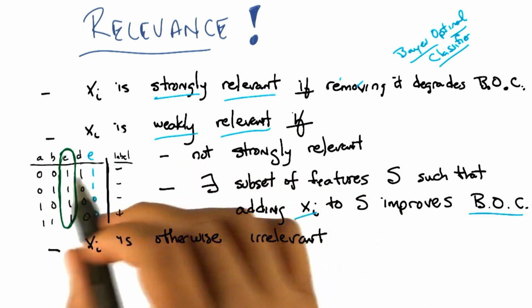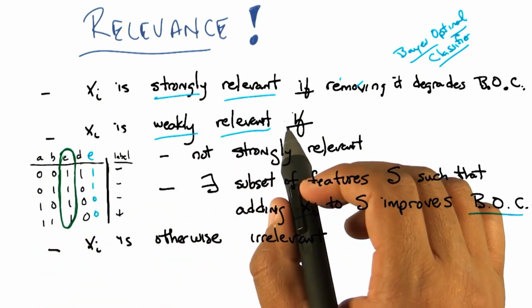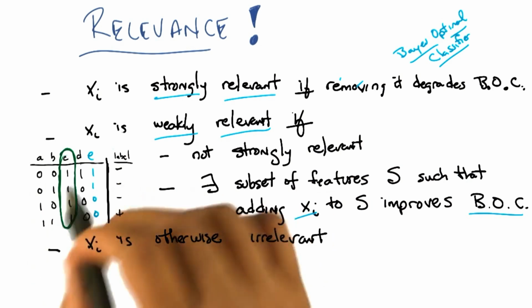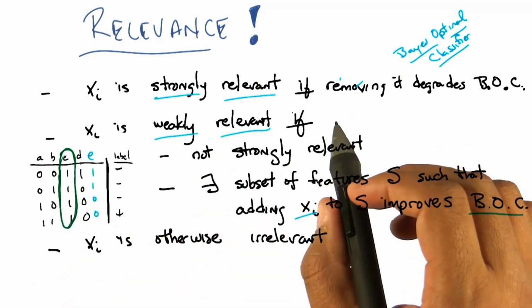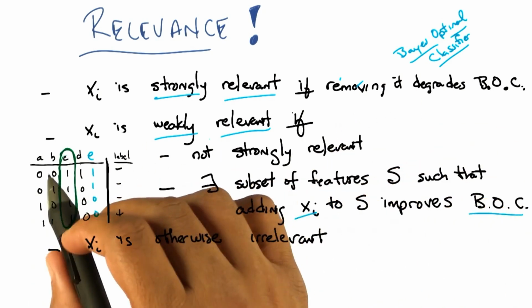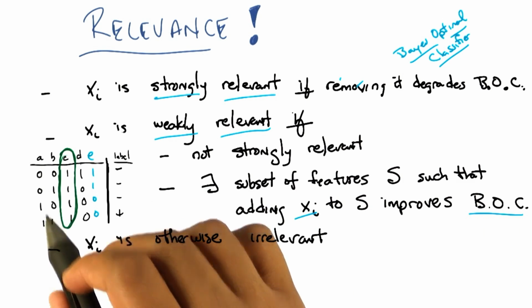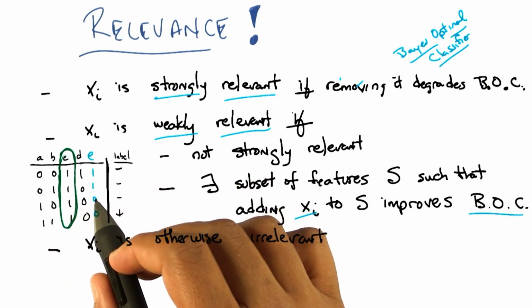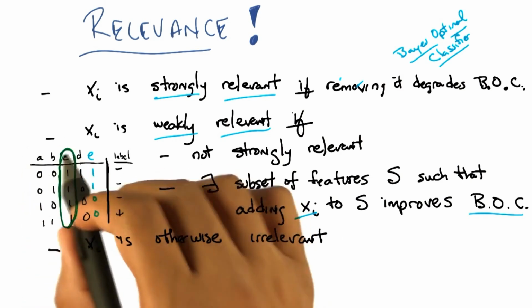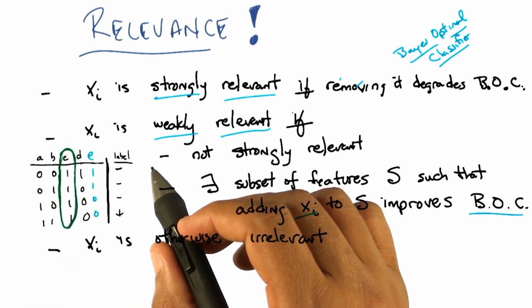Right. However, both a and e are still weakly relevant because there exists a subset such that adding it back in gives you better performance. In particular, a is weakly relevant for any subset that doesn't include e, and e is weakly relevant for any subset that doesn't include a. And that includes the null set in this case.